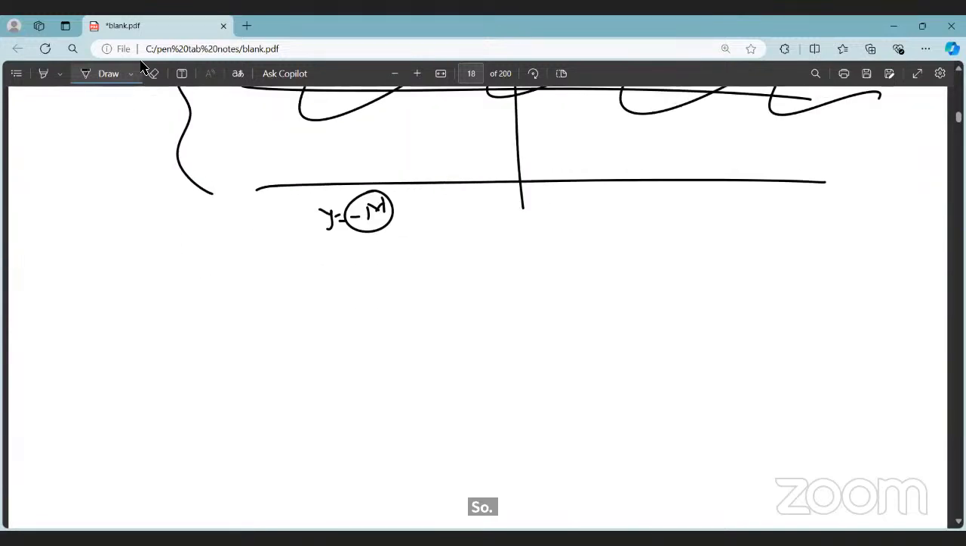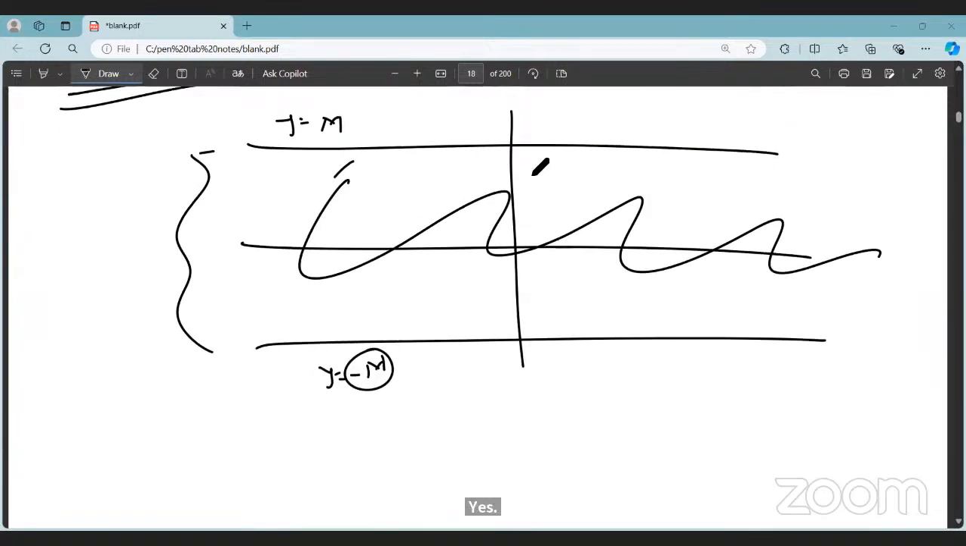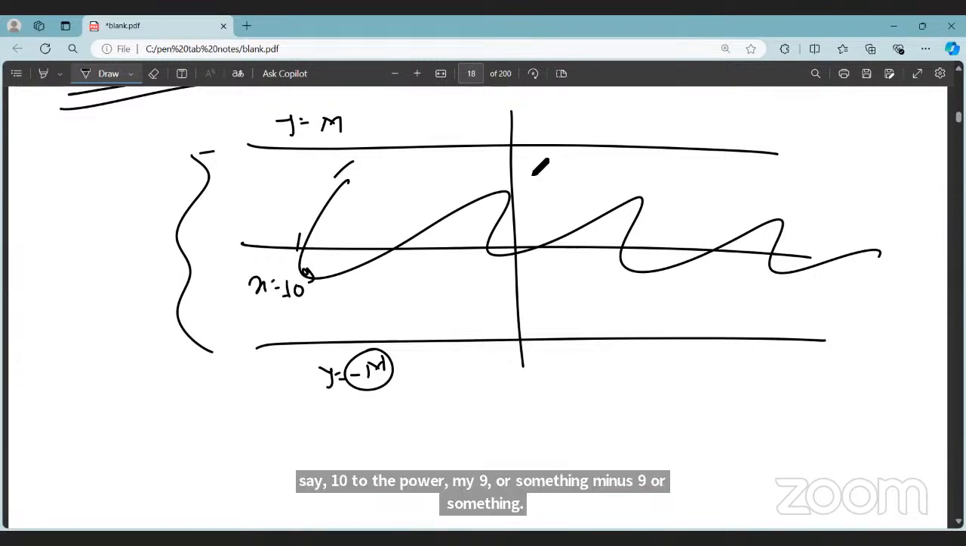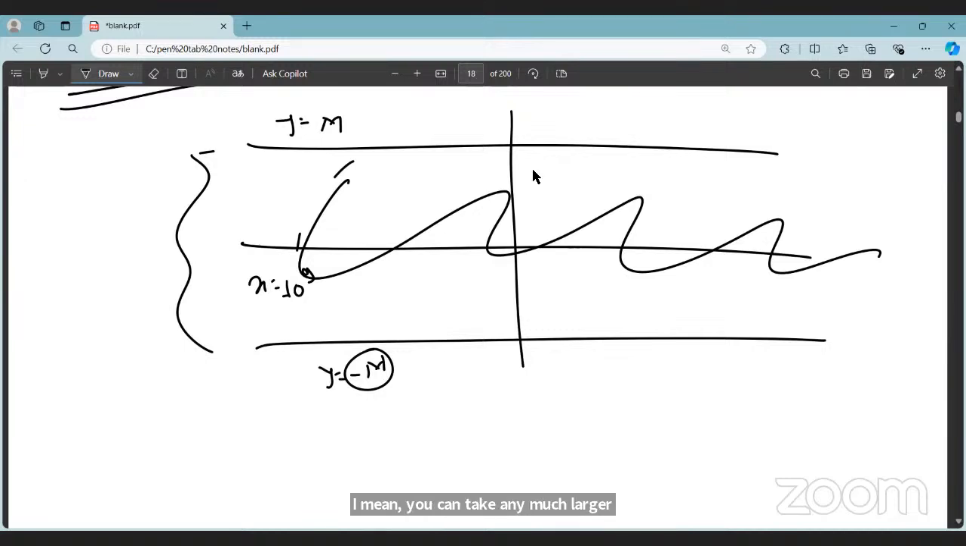How can we say a function is bounded on R? Bounded on R means you can take any real value, x equals, let's say, 10 to the power 9 or something, minus 9 or something. You can take any much larger value as your input, but your output should lie between a certain range.